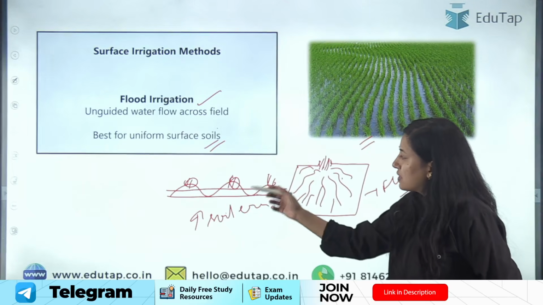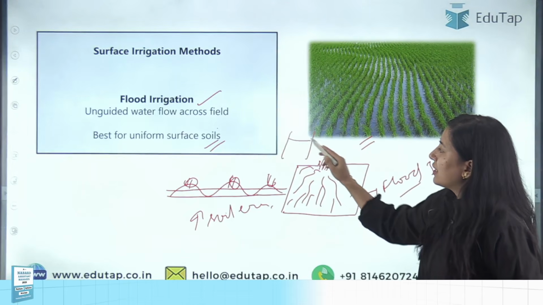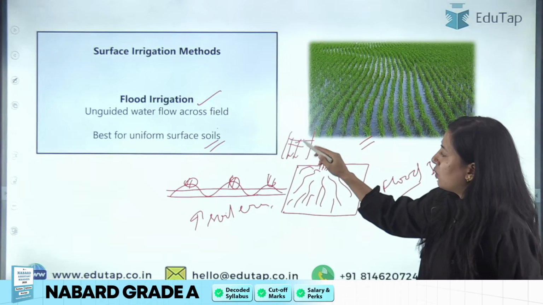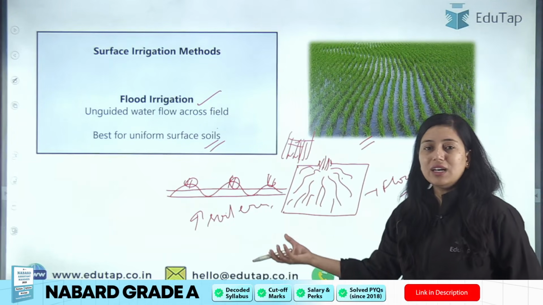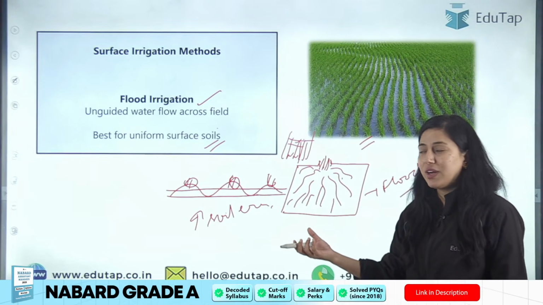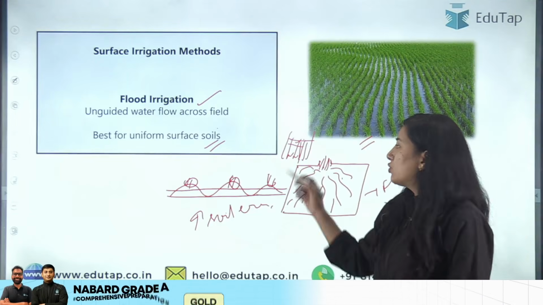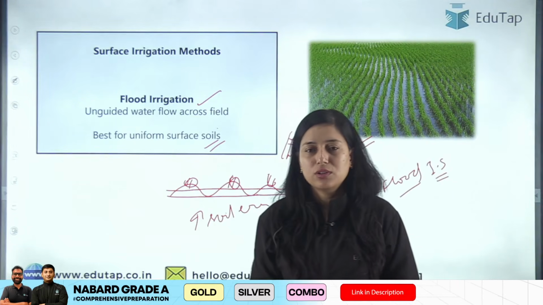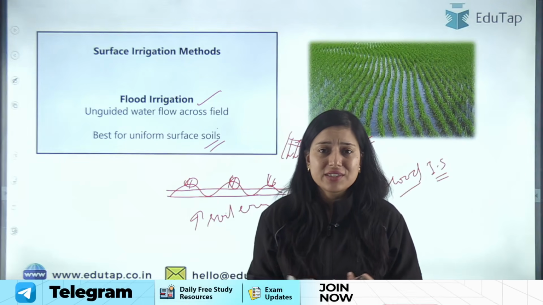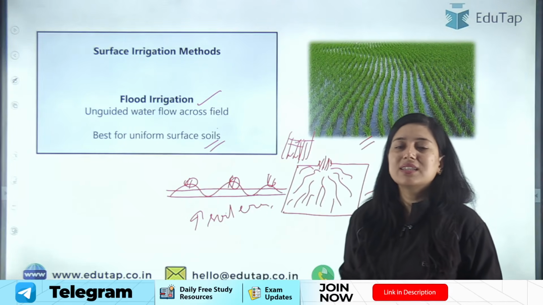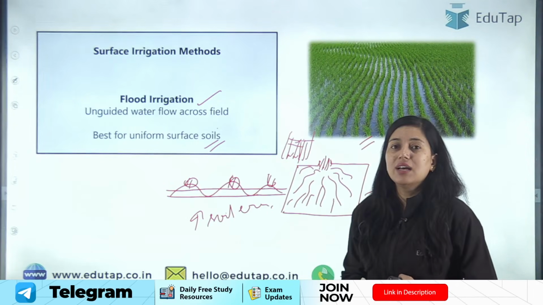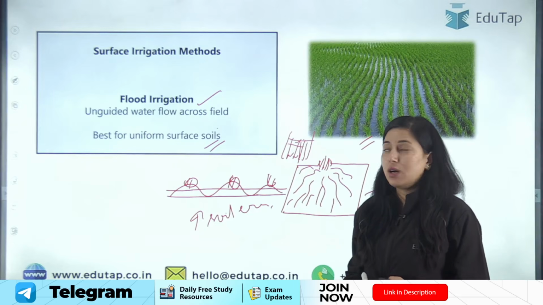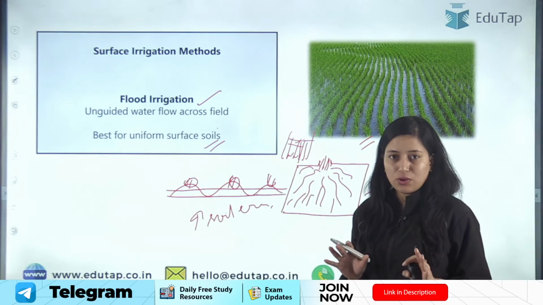The nutrients that are present on the top surface of the soil may leach down. They may leach down along with the water into the soil profile, and the nutrient content in the topsoil can decrease, leading to nutrient deficiency in our crop plants, right? So these are the several disadvantages associated with flood irrigation system, and I hope now flood irrigation kya hai is clear to you all, right?